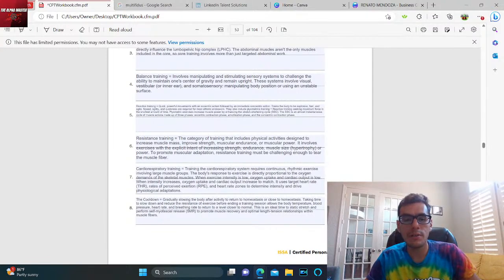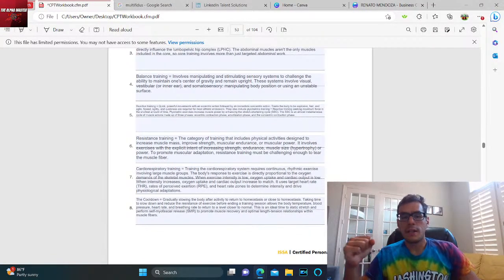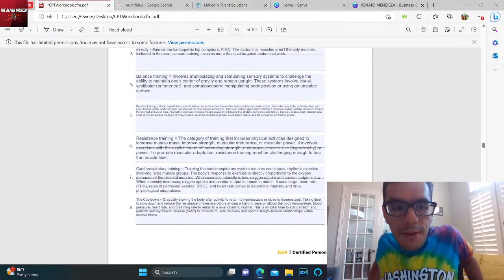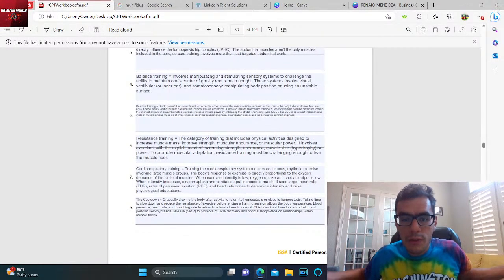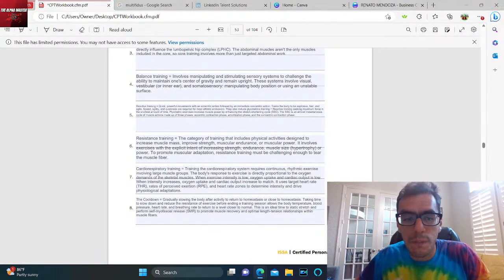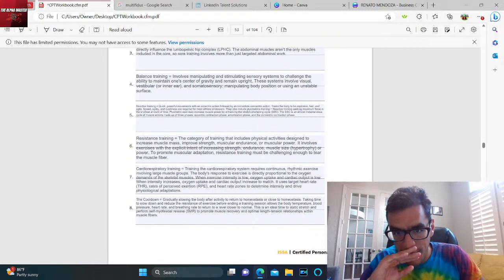Now, resistance training is going to be the category of training that includes physical activities designed to increase muscle mass, improve strength, muscular endurance, or muscular power. It involves exercises with explicit intent of increasing strength, endurance, muscle size, hypertrophy, or power. To promote muscular adaptation, the resistance training must be challenging enough to tear the muscle fiber.